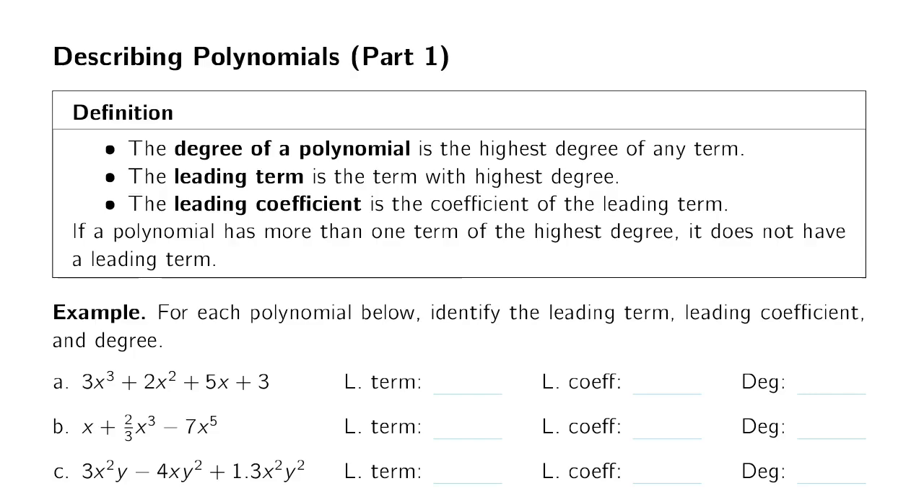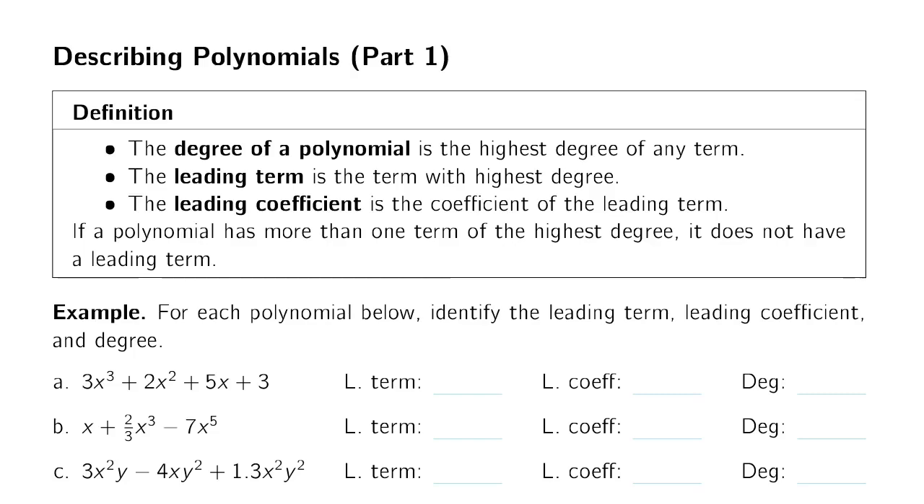We talked about the degree of a monomial earlier. The degree of a polynomial is the highest degree of any term, so the largest number of variable factors in any term. The leading term of a polynomial is the term with highest degree. Whatever order the terms are written in, the highest degree term is called the leading term. And the leading coefficient is the coefficient of the leading term.